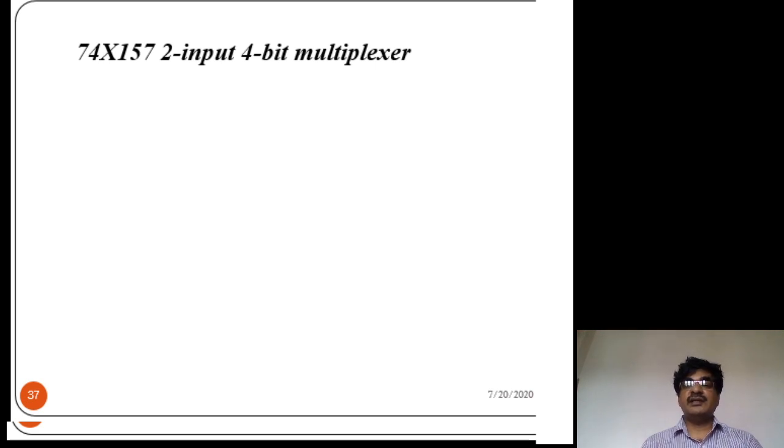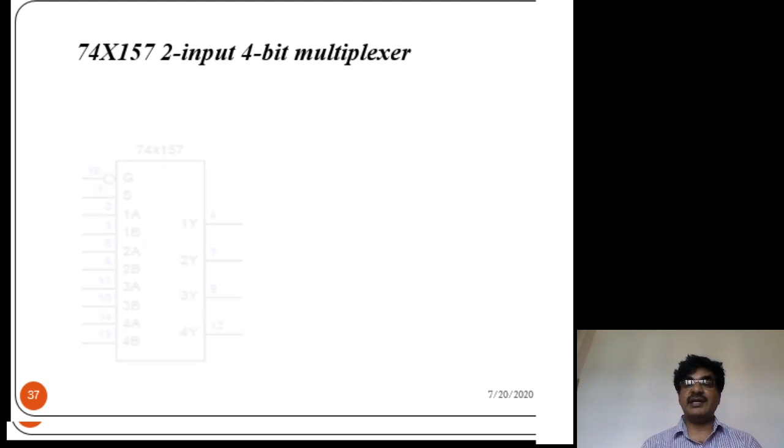74157. It has two inputs, 4-bit multiplexer. It is a 2-input 4-bit multiplexer. Okay, so that is 2-input 4-bit means each input consists of 4 bits. It has 2 inputs only. Actually it is a 2 by 1 multiplexer. Its size is 2 by 1 multiplexer. Each input has 4 bits. Okay, so 2 inputs means how many select lines? Yes, 1 select line. Only 1 select line.